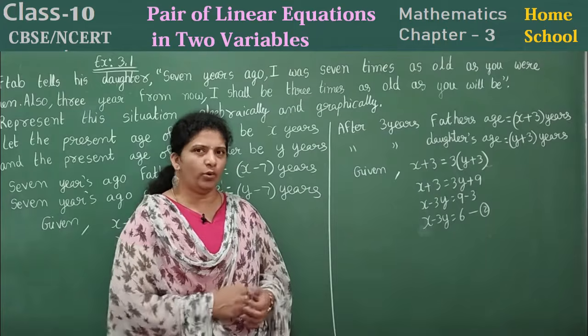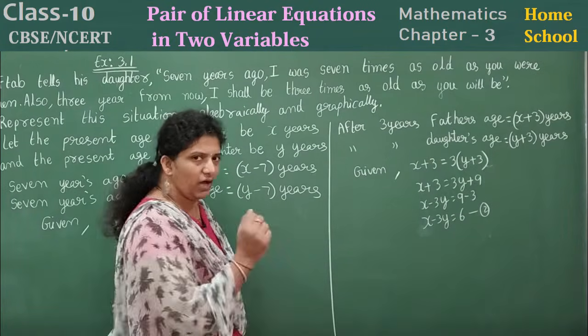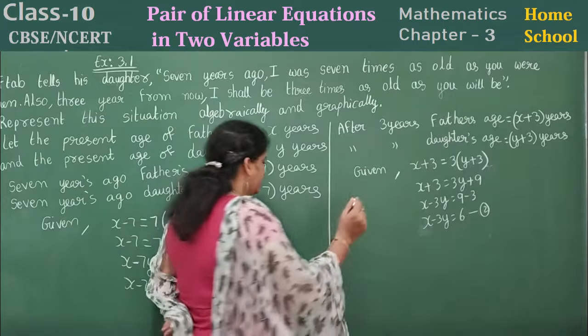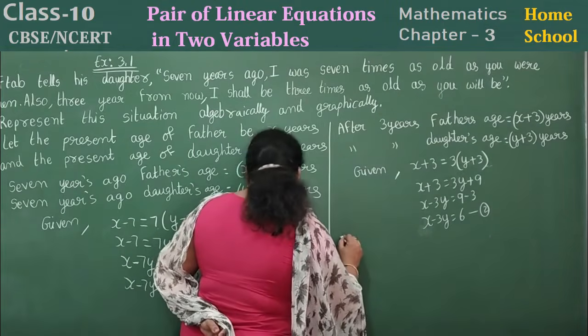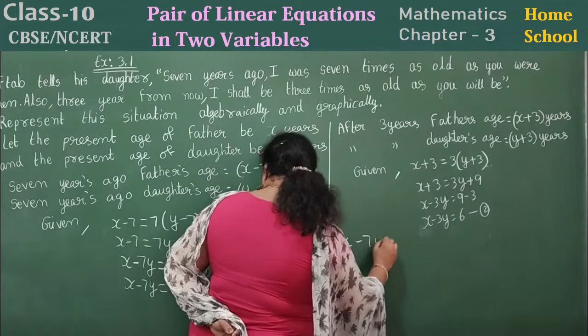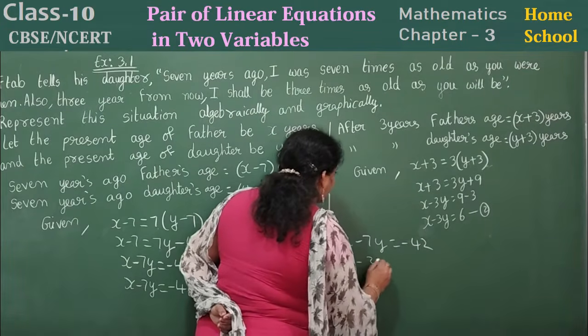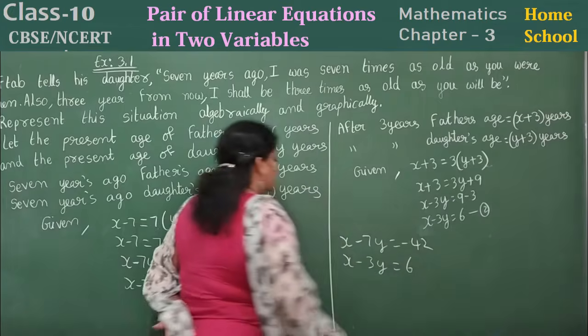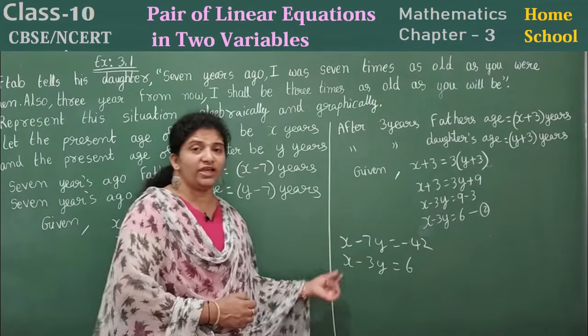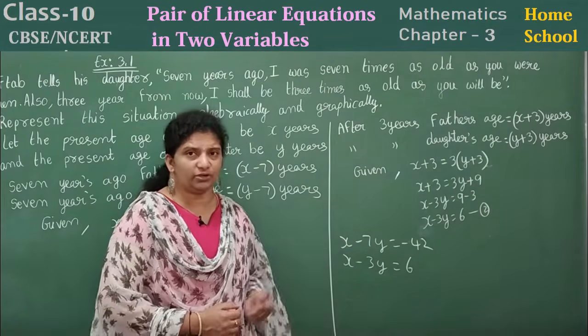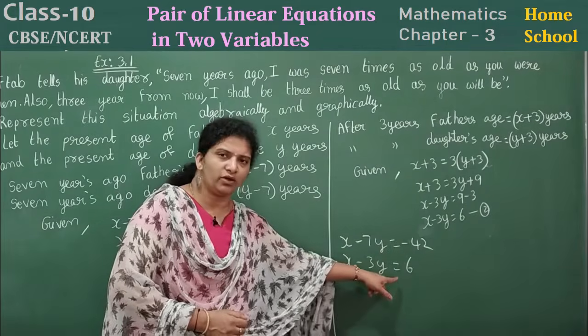Shall we see this answer orally? Look here, how can we identify this answer? Let's write the two equations here. x minus 7y is equal to minus 42. x minus 3y is equal to 6. Look here, children, a1 by a2, b1 by b2, c1 by c2.